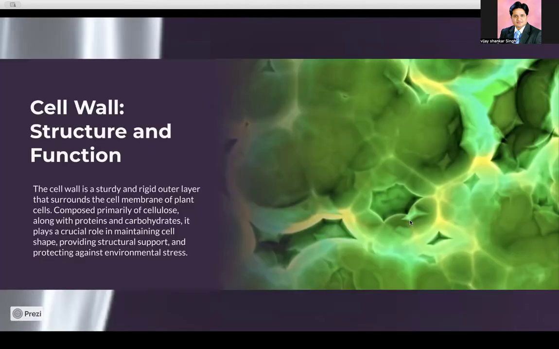Then comes the cell wall. Now, animal cells do not have a cell wall. Cell walls are only present in plant cells, and the cell wall is a sturdy and rigid outer layer that surrounds the cell membrane of the plant cell. It is primarily composed of cellulose along with proteins and carbohydrates. It plays a crucial role in maintaining cell shape, providing structural support, and protecting against environmental stress.